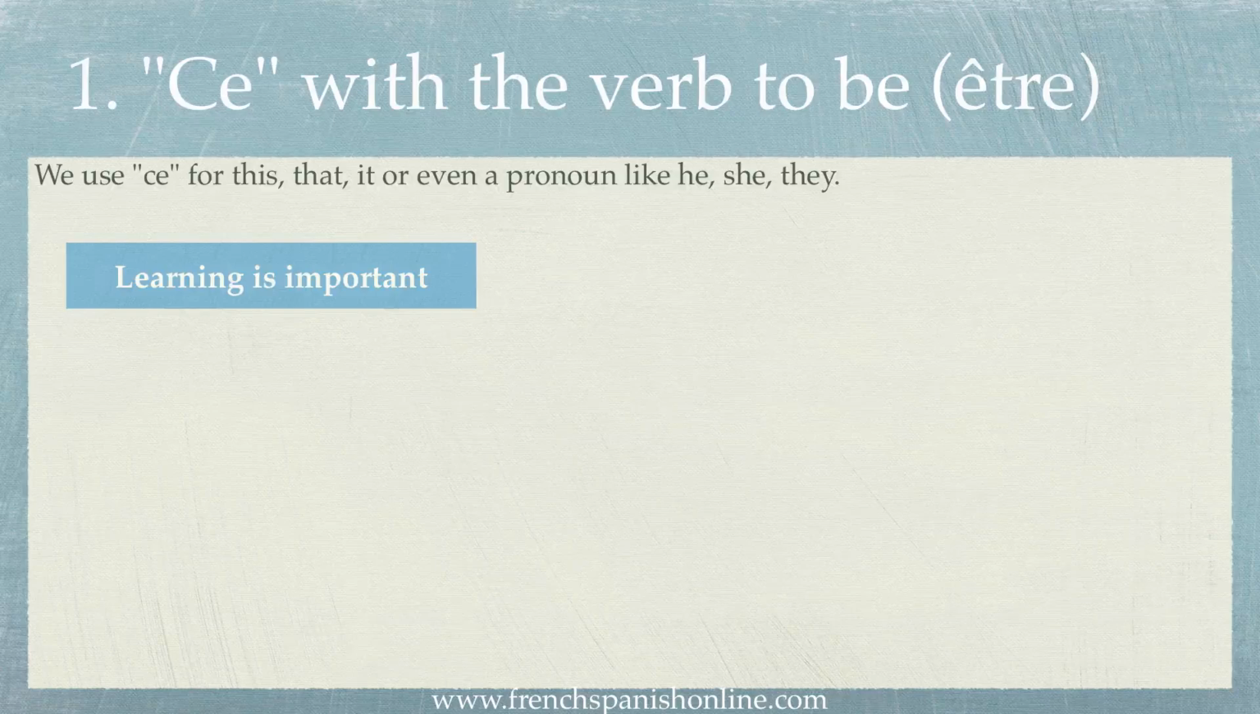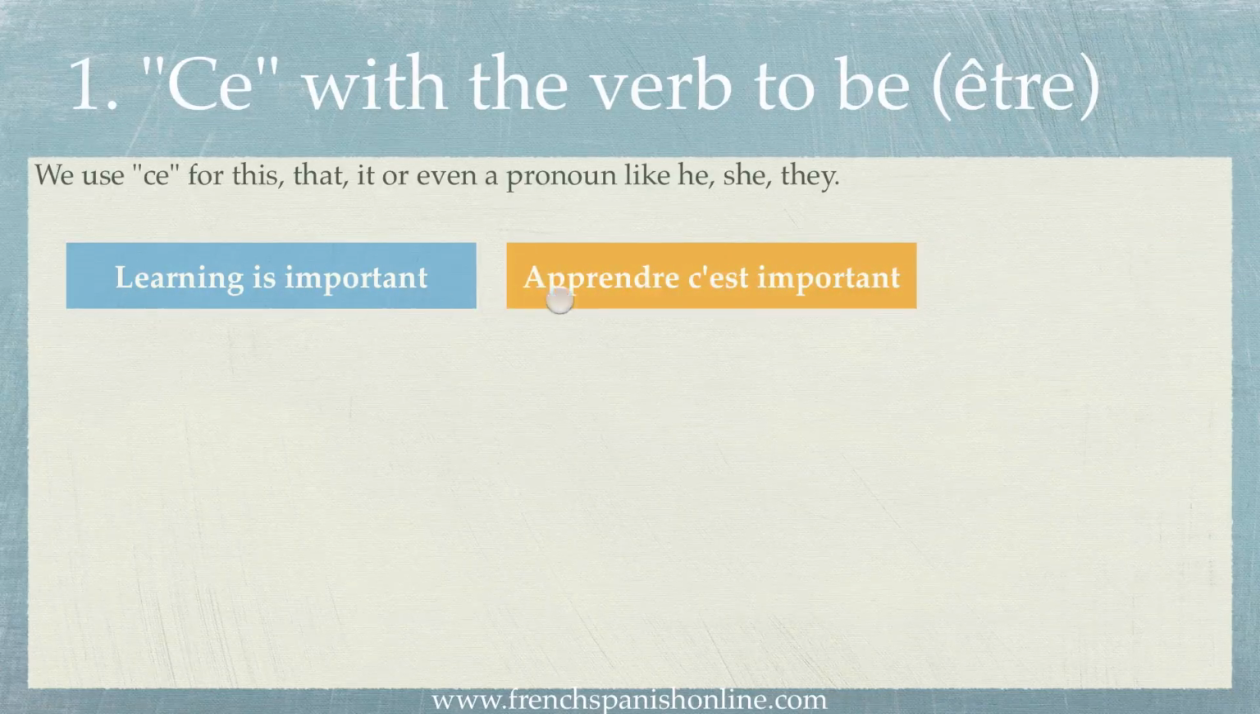Let's take more examples. Learning is important. In French we say apprendre c'est important. So in French we say that learning, it is important. And as you can see here, we have the infinitive form to translate the -ing verb.